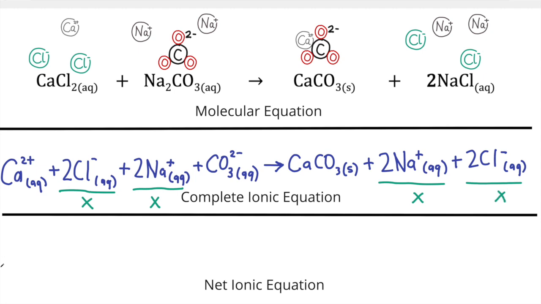One way to think about the net ionic equation is it shows the action. Calcium ions are joining up with carbonate ions to form solid calcium carbonate. The chloride and sodium ions are called spectator ions. They're dissolved in the solution, but nothing really happens to them. So again, we take them out of the equation. The net ionic equation looks like this. We have the calcium ion joining up with the carbonate ion, and they form the solid precipitate, calcium carbonate.